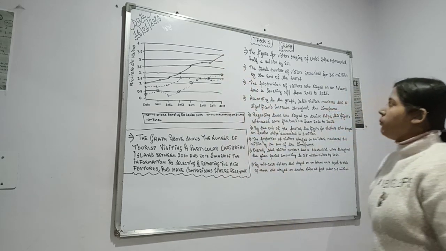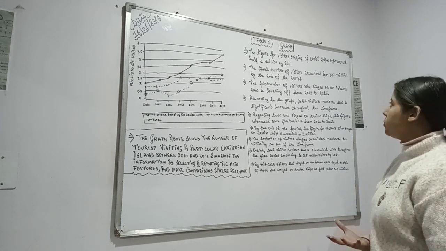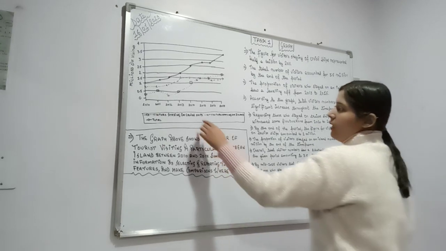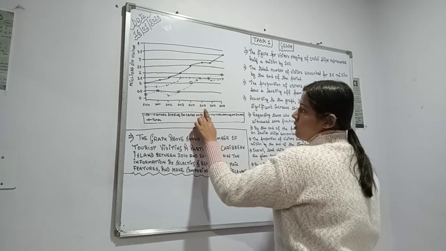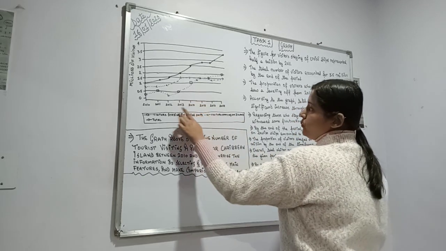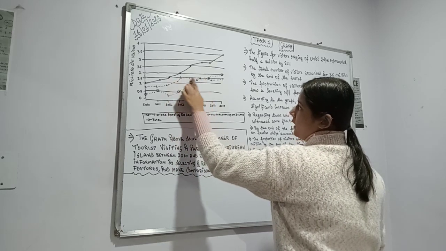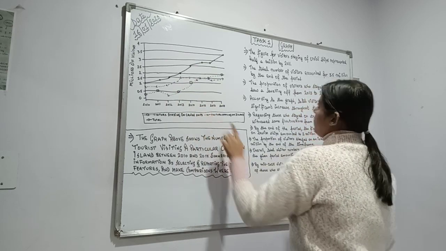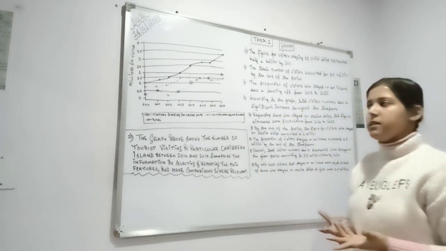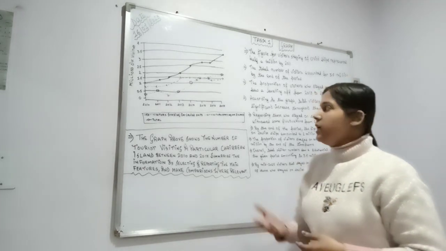The next is that the proportion of visitors who stayed on an island saw a leveling off from 2013 to 2015. Here you can see that from 2013 to 2015, among the cruise ships and among those staying on the island, they show stability. So we can say that it's a sort of leveling off. What is leveling off? Leveling means a kind of steadiness, a kind of uniformness.